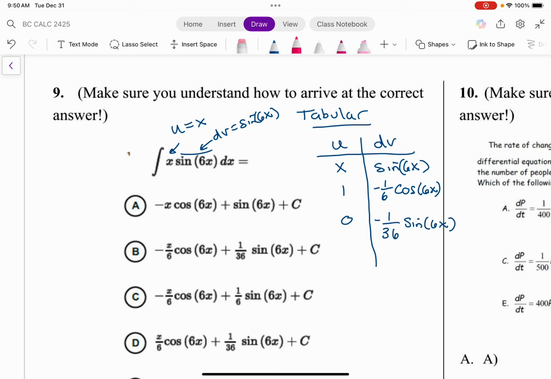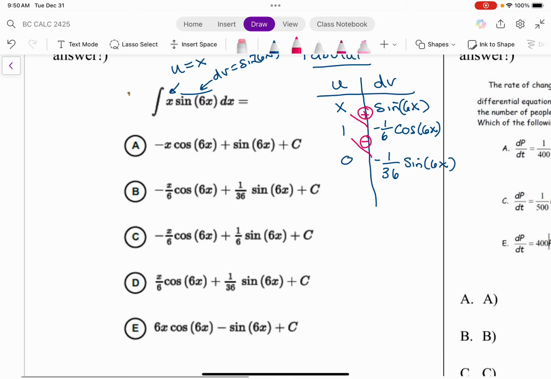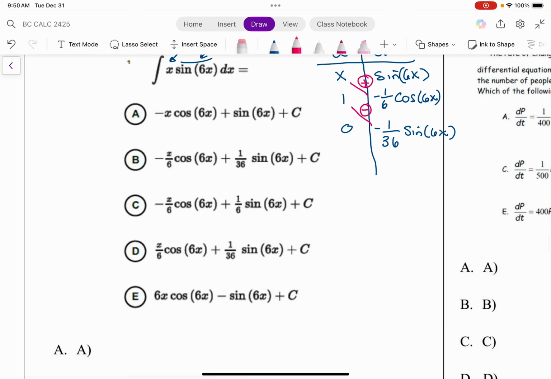Okay, so now I'm going to do the positive product of these two expressions and then add that to the negative product there. So if I write out my answer, and then we'll match. So it's going to be negative, right, because the negative comes from the negative a sixth, negative x over 6 cosine of 6x minus this negative 1 over 36 leaves us with this plus a C. And if we look closely, that is answer choice B.